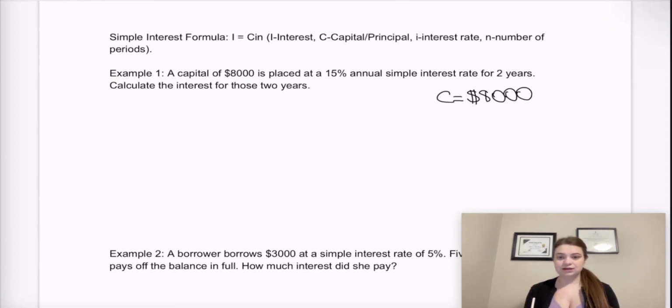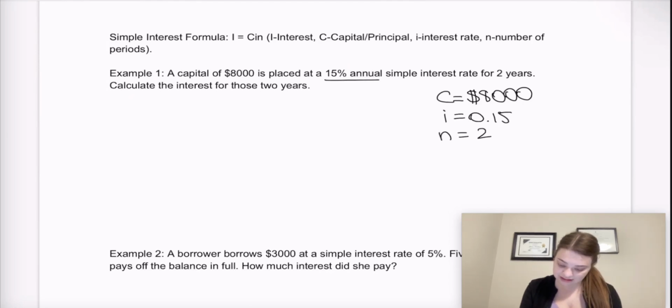So that tells us two things. That tells us that the number of periods is the same as number of years, since it's an annual interest rate, meaning yearly. And also, it tells us that I, the interest rate, is equal to 0.15, which is just the decimal representation of 15%. And then we have the number of periods, which in this case means number of years, which is going to be 2, because it says it's 15% annually, 15% every 1 year. So, how much interest was paid in those 2 years?